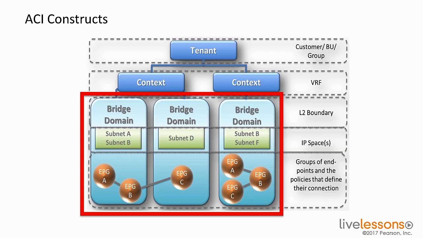But the first thing I would like you to understand is some of these basic concepts such as tenant or group or customer or business unit, and then context, which we have to have at least one VRF, bridge domain, which again we have to have at least one bridge domain, and that bridge domain is going to contain our default gateways for the groups that we put underneath that bridge domain. And then we're going to control how those groups talk to each other through the use of a contract.